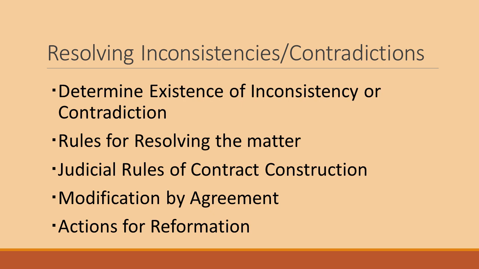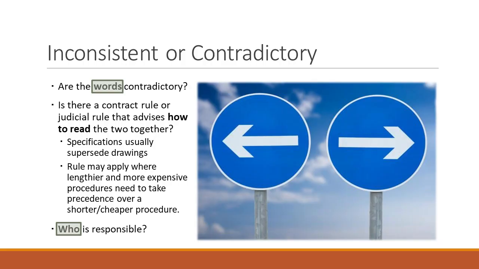Next, what do you do if there's an inconsistency? What happens if one paragraph of the contract says A, and then in the specifications, the contract says something different? It's the same issue. What happens if there's a drawing on page A1, and when you flip to page A2, it's inconsistent or contradictory, so the drawings don't match? What do you do to resolve those?